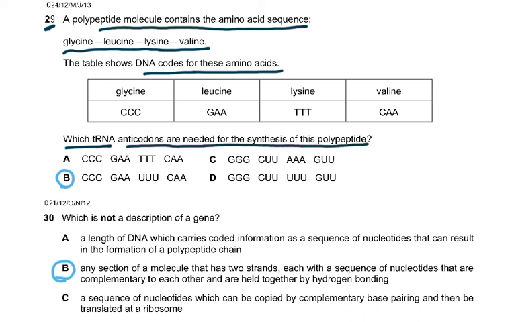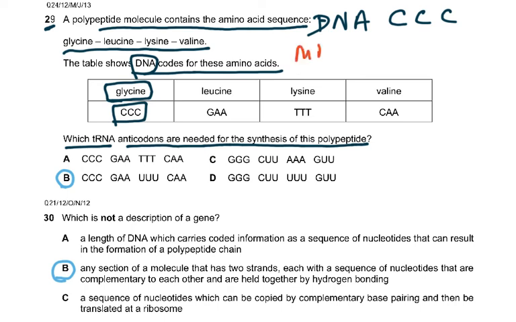It's very, very simple. If you had glycine and the DNA was this, first underline that. So the DNA is CCC. So what is going to be the mRNA? The mRNA is going to be GGG. What is going to be the tRNA? CCC. So you know only A or B was correct.